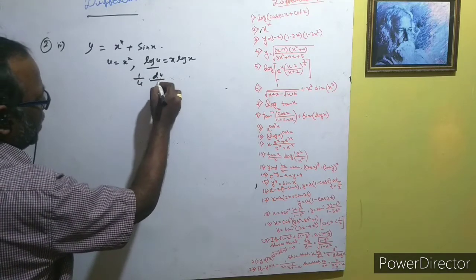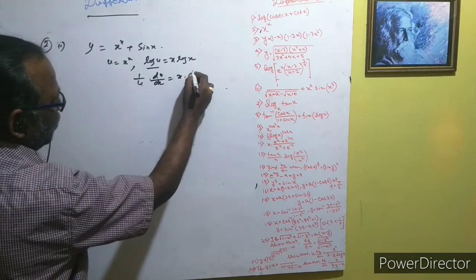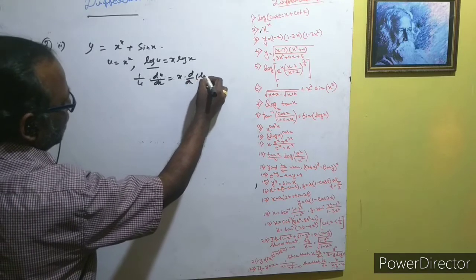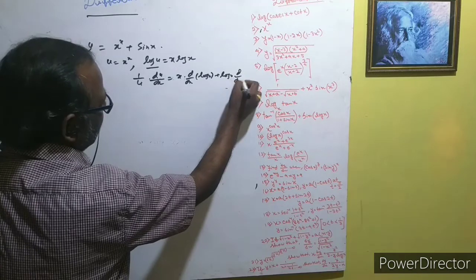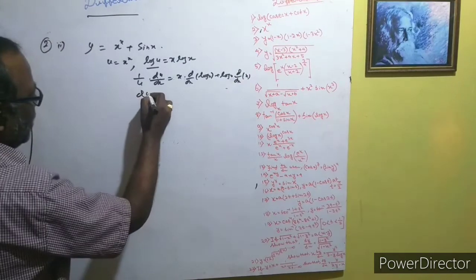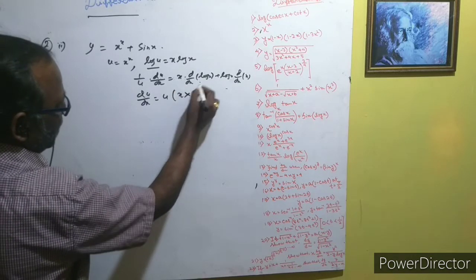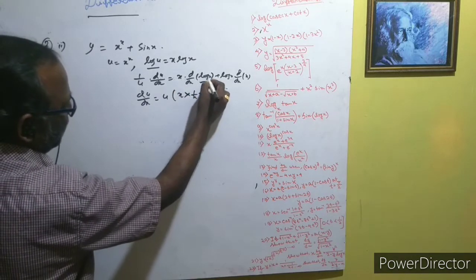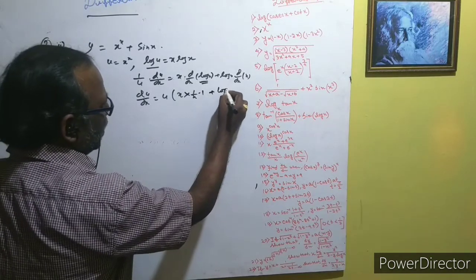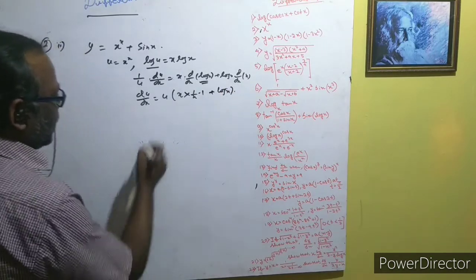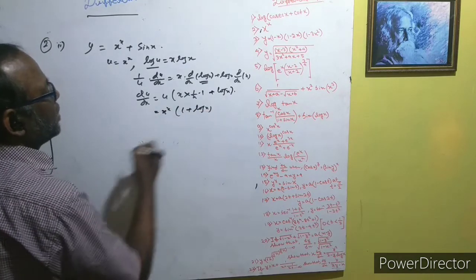Okay, du by dx. Take the differentiation on both sides using the u into v rule: x into d/dx of log x, and log x into d/dx of x. Here du by dx is u multiplied by x times the differentiation of log x, which is 1 by x. Differentiating x gives 1, plus log x, and this is 1. And u means x to the power x, so it is x to the power x times 1 plus log x, you know.